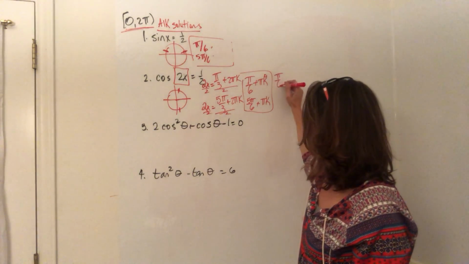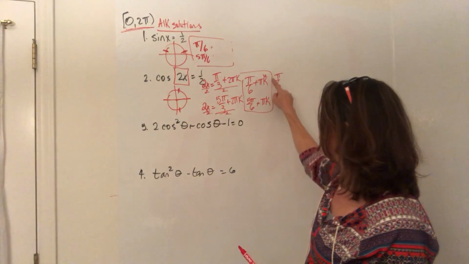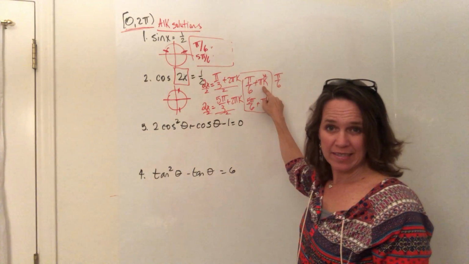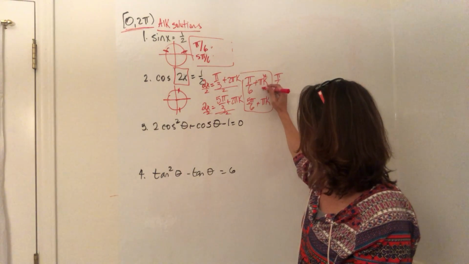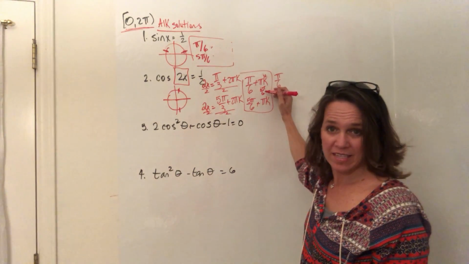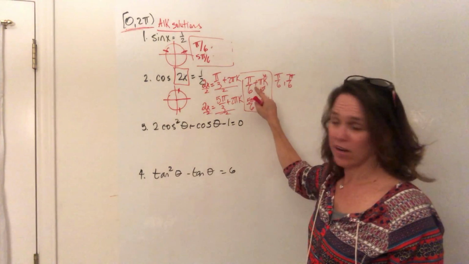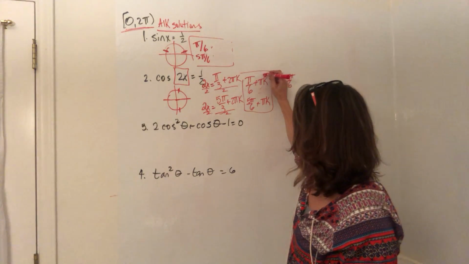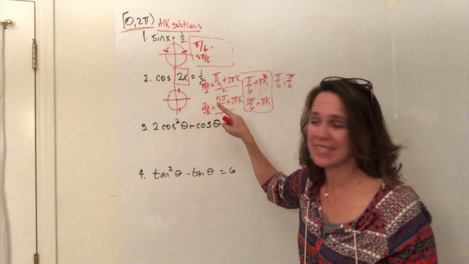Pi over 6. If I put in 1 for k, because k represents integers, I get pi over 6 plus pi. If you get a common denominator, isn't pi the same thing as 6 pi over 6? So that's pi over 6 plus 6 pi over 6, which gives you 7 pi over 6, from this part right here. So I put in 0, I put in 1, and now I'm going to put in 2. If I put in 2, that's 2 pi plus pi over 6.